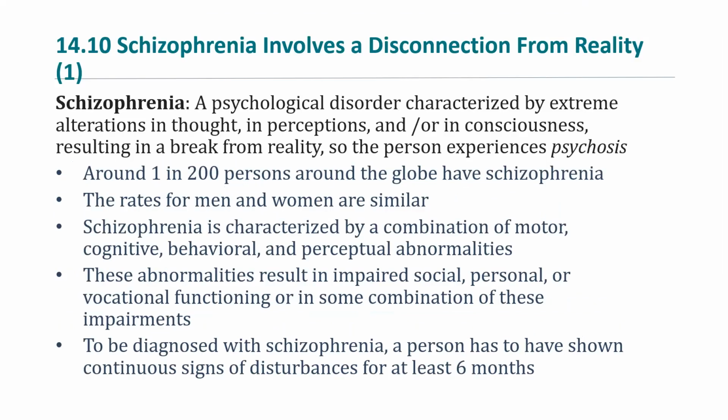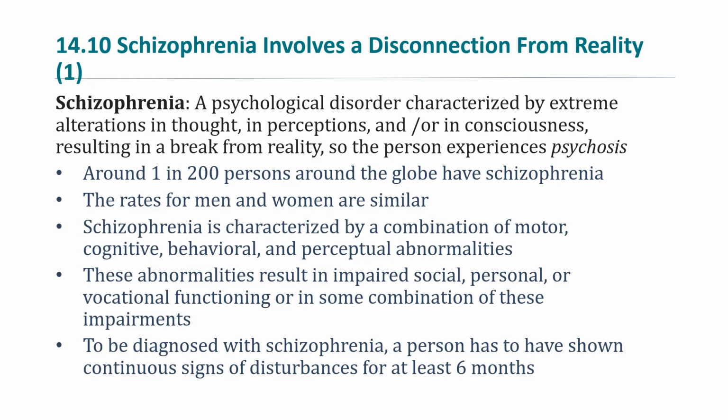So, schizophrenia is a psychological disorder characterized by extreme alterations in thought, in perceptions, and/or in consciousness, resulting in a break from reality. So the person experiences psychosis. Around 1 in 200 persons around the globe have schizophrenia. So it's less than 1% of the population, but schizophrenics make up over half of the people in mental institutions. The rates for men and women are similar.